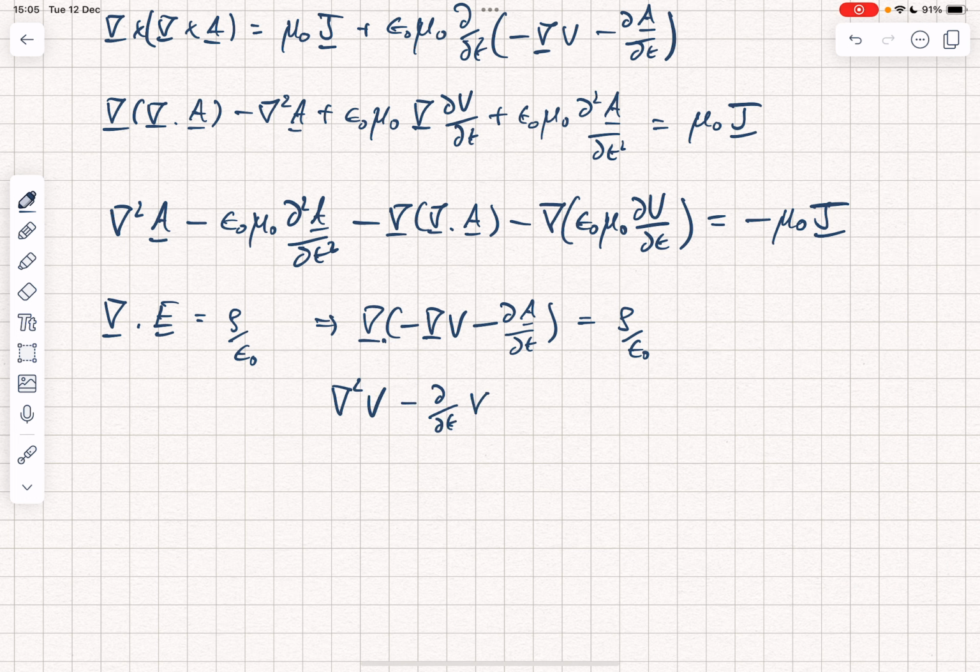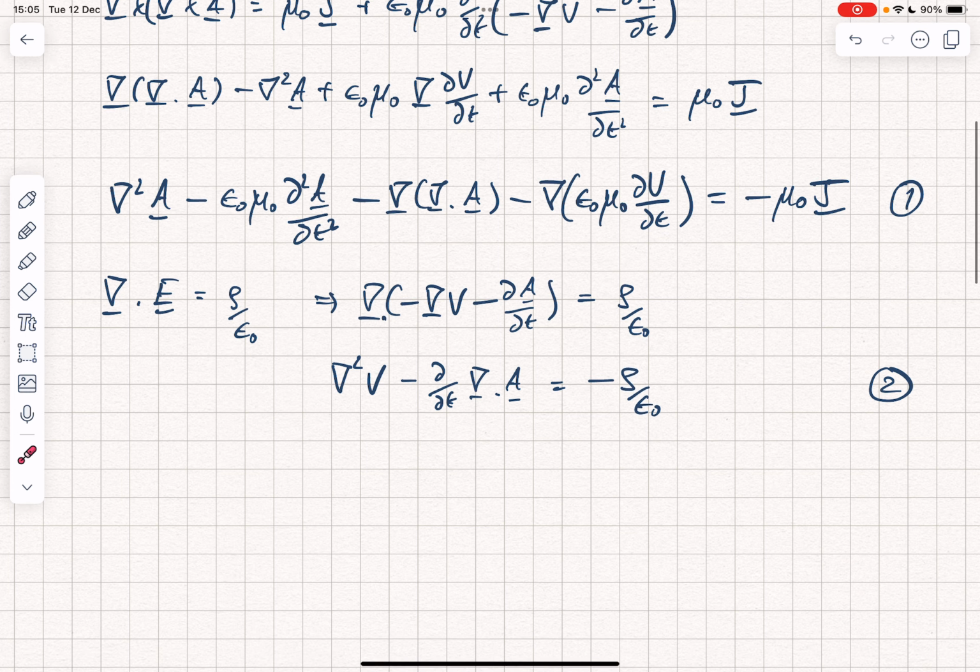So, coming back to the equation for A, which I'm going to label as equation 1 as opposed to equation 2 for V, we see that inside the gradient we have two terms, div A and epsilon naught mu naught dV by dt.